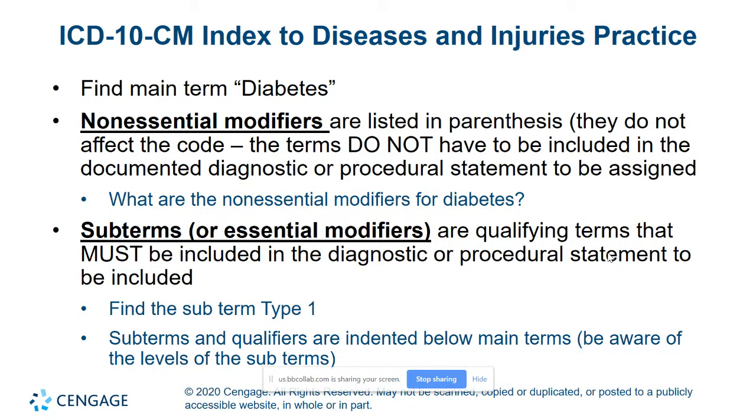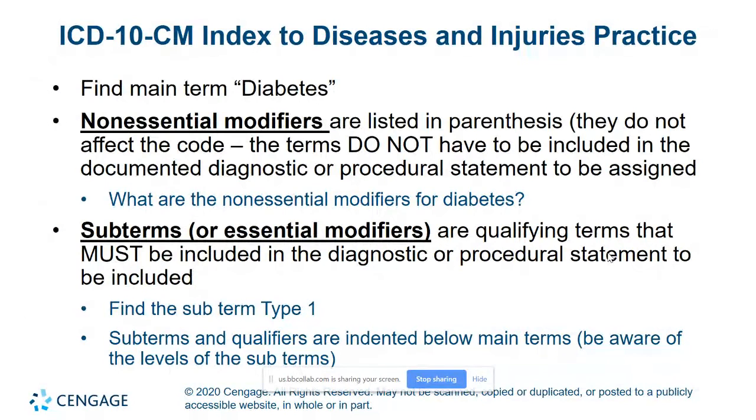So just so you have a visual of this. If you find the term diabetes, is it bolded? Yes. Okay, so you want to make sure, again, we're looking for the main term. It does need to be bolded. What would be the essential modifiers next to this term? Your non-essential modifiers are codes that are in parentheses next to a main term, but they actually do not have to be in the documented patient file. Mellitus and sugar, those are the non-essential modifiers.